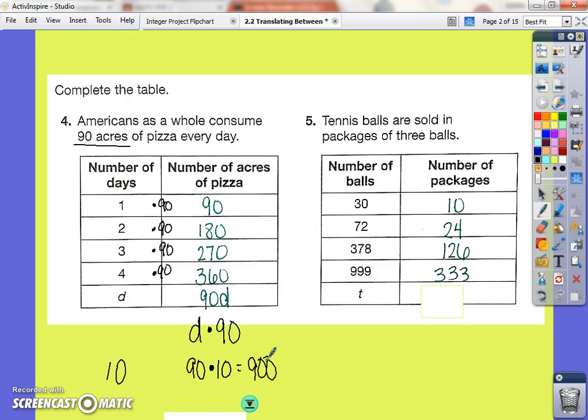In number 5, we have that tennis balls are sold in packages of 3. So if they gave us the number of balls and they wanted us to find how many packages we need, well, to get those packages, we're dividing by 3. And we're getting those answers. Well, same type of deal. If, for example, I said T is 300, then 300 divided by 3 would give us the number of packages. So in this case, we could write an expression of T over 3.